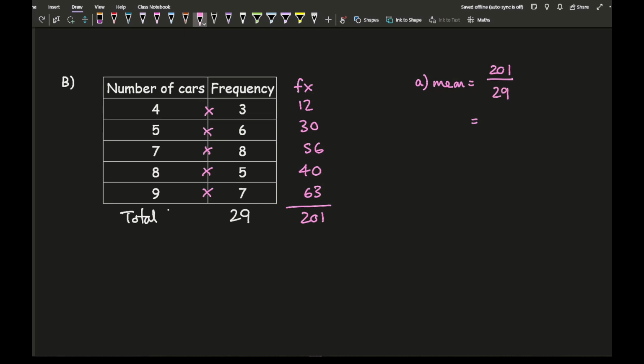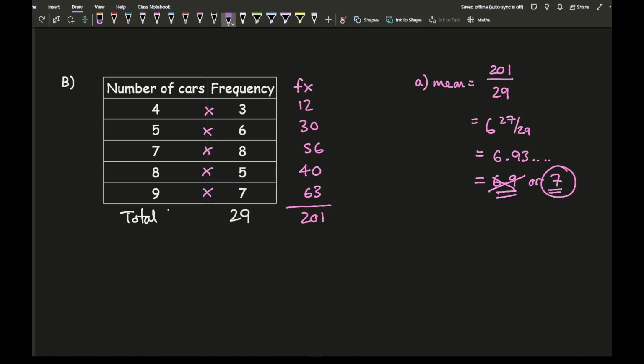And if I type that into my calculator, I get an answer of 6 and 27 over 29, or as a decimal, that's going to be 6.93 and so on. So rounded, that's going to give me an answer of 6.9 or 7, depending on what you want to round it to. Now again, we can't get a decimal answer for a number of cars, so I would actually scrap 6.9 and have my answer as 7.